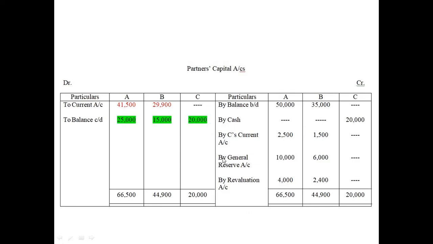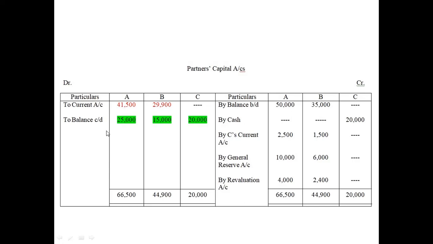And remember that this question is related to capital adjustment. So it is better not to do the total right now. First of all, don't do the total. Don't draw the lines, and do not write to balance c/d without leaving space here. Leave some space and write to balance c/d afterwards.